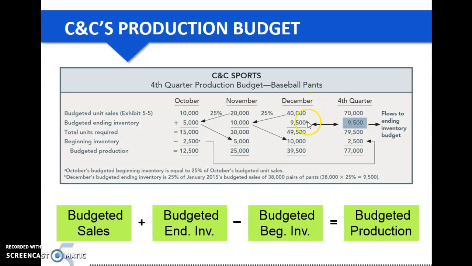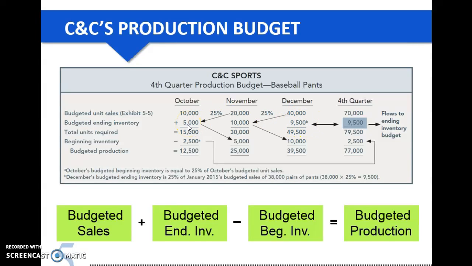And to get the ending inventory for December, you will need to have the budgeted sales for January of the next year, which will be provided in the question. Like you can see, it's given here. December's budgeted ending inventory is 25% of January's budgeted sales. January budgeted sales is 38,000. So 38,000 multiplied with 25%, you get 9,500, which should be the ending inventory for December.